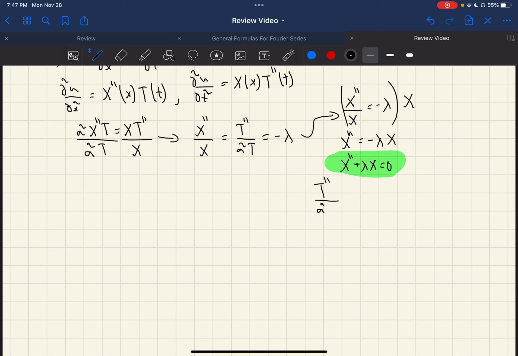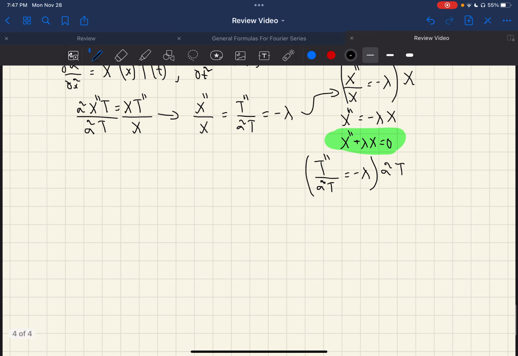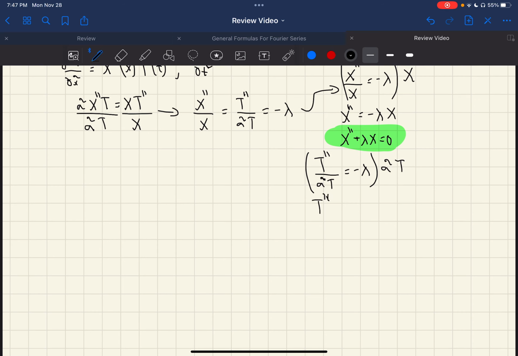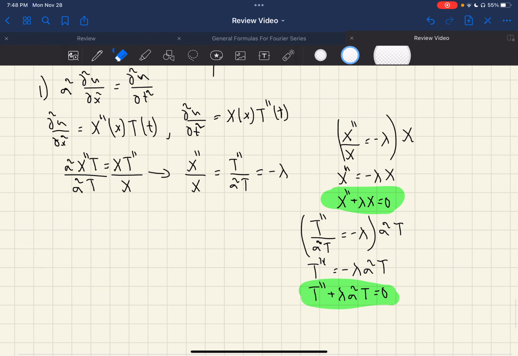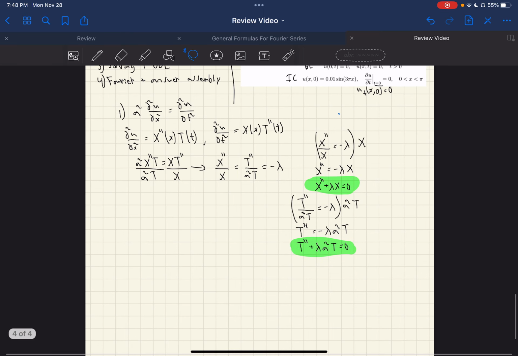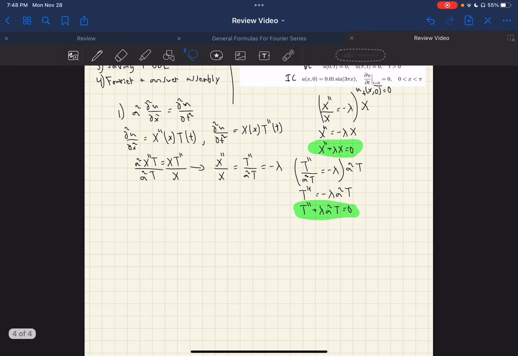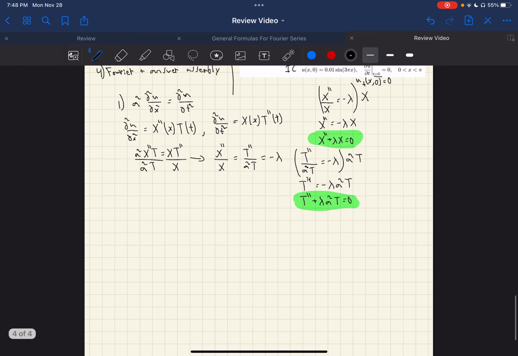We want to isolate the T double prime. So we can multiply both sides by a squared times T. So we get T double prime equals negative lambda a squared T. Bring everything on the same side, and you have T double prime plus lambda a squared T equals 0. And this is our T ODE. Then I'll just move this up so you have some space. Okay, that's step 1, separation of variables.